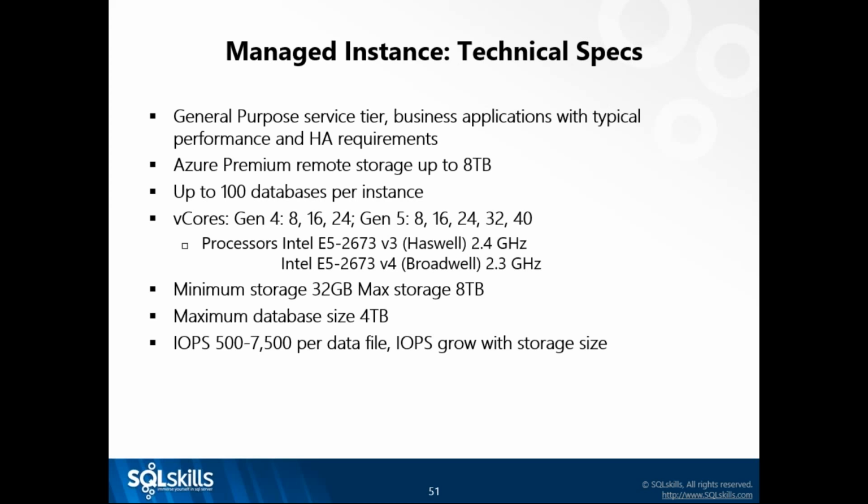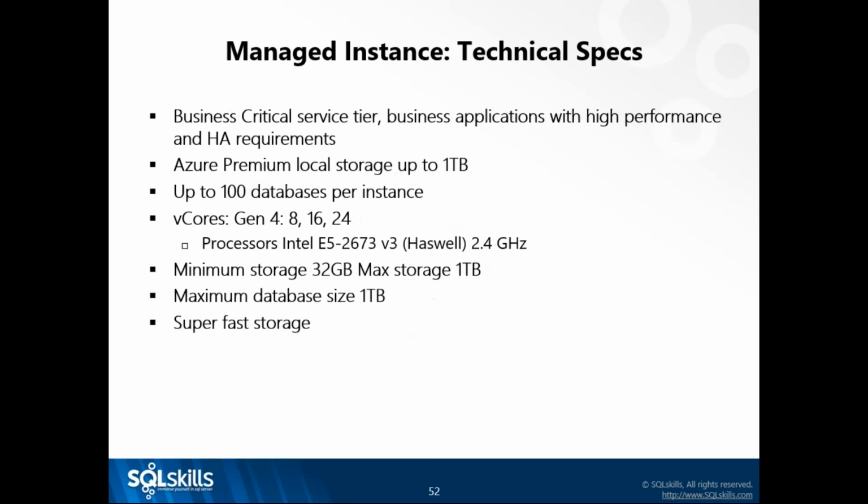Your minimum storage is 32 gig, that's built in. You can increase up to 8 terabytes of premium remote storage, and that's in 32 gig chunks, and it's relatively inexpensive. Your maximum database size is 4 terabytes, and your IOPS, of course, they scale, they increase with your storage size. So anywhere from 500 to 7,500 IOPS per database file in the general purpose tier.